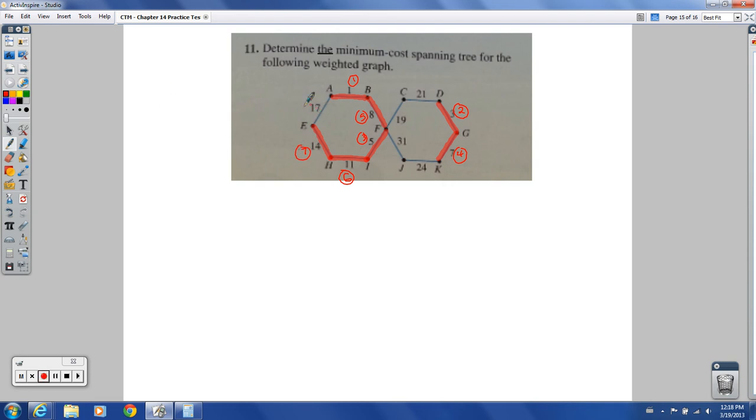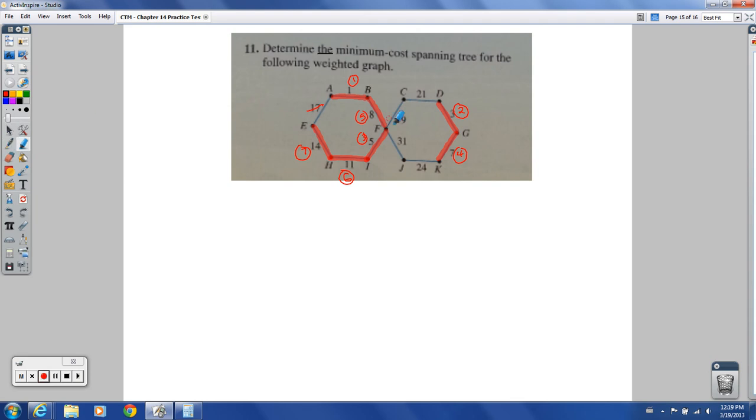But then here, 17 would be the next highest value, but that would make a circuit. So I'm not going to pick that one. I've already got all these connected together. No reason to make another connection there. That would just be a waste of money if you were putting in phone lines or fiber optic lines or sprinkling systems or whatever kind of problem might apply to this type of situation or type of graph.